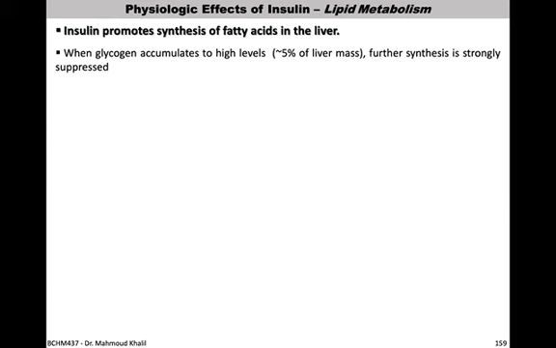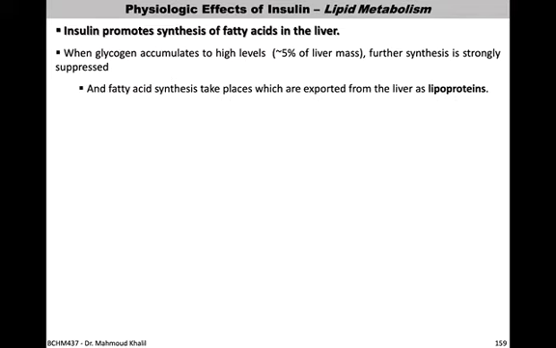So let's talk now about lipid metabolism. Insulin actually promotes as well the synthesis of fatty acids in the liver. When glycogen accumulates to high levels, the maximum mass of the liver that glycogen can occupy is actually 5% of the liver mass, so further synthesis is strongly suppressed. Once the liver reaches its 5% threshold, no more glycogen is synthesized, and fatty acid synthesis starts to take place, which are exported from the liver as lipoproteins.